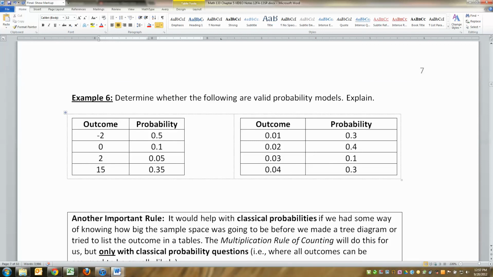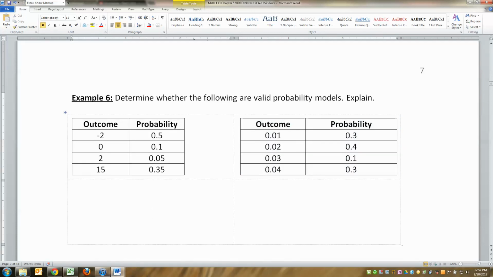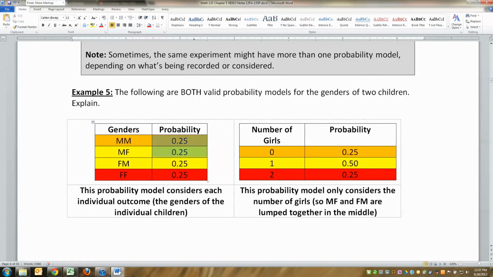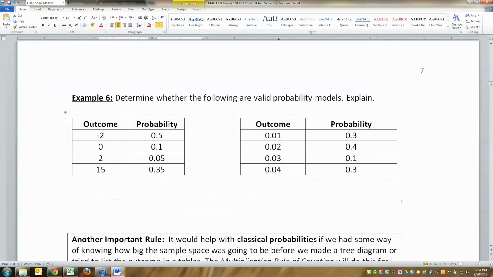All right, so let's look at some probability models, or are they? I want to know, are these valid probability models or not? So let me add a little bit down here for me to write in. If you want to check whether they're valid probability models, you have to check them against the rules that we have, which, by the way, both of these satisfied. These added up to 1, right? And what else? Every probability is between 0 and 1. There are no negative probabilities and no probabilities larger than 1. So if you look at this one over here, this is a valid probability model.